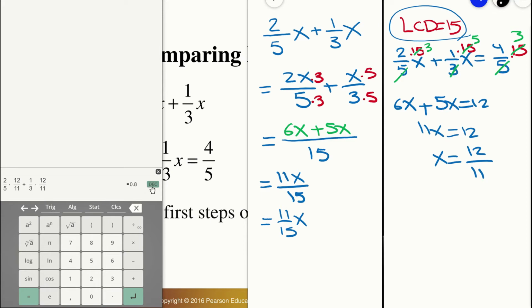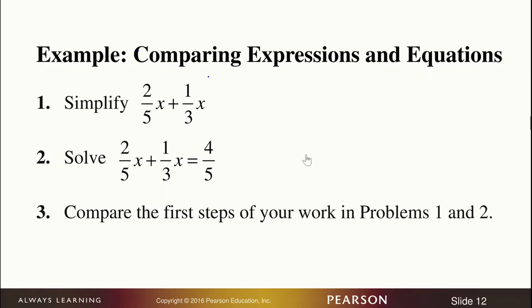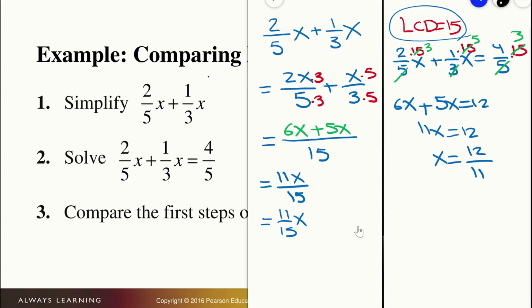Now we have that in decimal form here. If we click that, we can see that it is in fact 4/5. So we verified that it is the correct solution. So now let me bring this back up. Write our solution set as the set containing 12 over 11, like so.